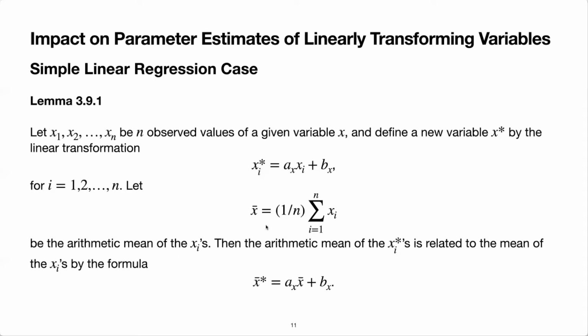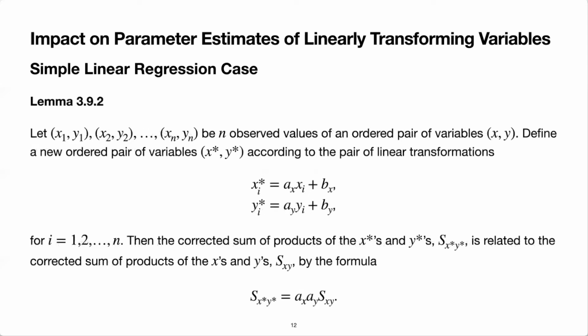Now, let x bar be the mean of the original x values. Then the arithmetic mean of the x sub i stars is related to the mean of the x sub i's by this formula. And because of the linearity of averaging, the mean of the linearly transformed variable is just that same linear transformation applied to the mean of the original variable. So a sub x times x bar plus b sub x. So that's a very simple, a very trivial result, but it is useful. And this gives us, putting it in the context of the framework of a lemma, something to refer to.